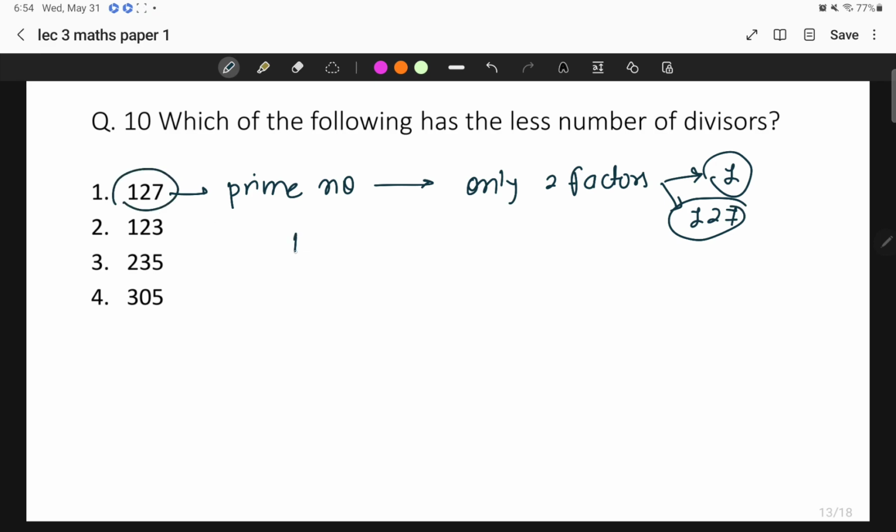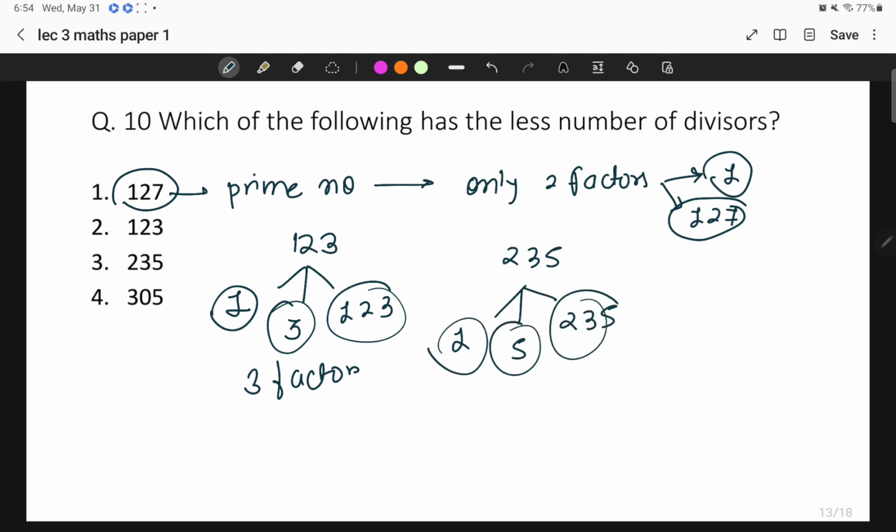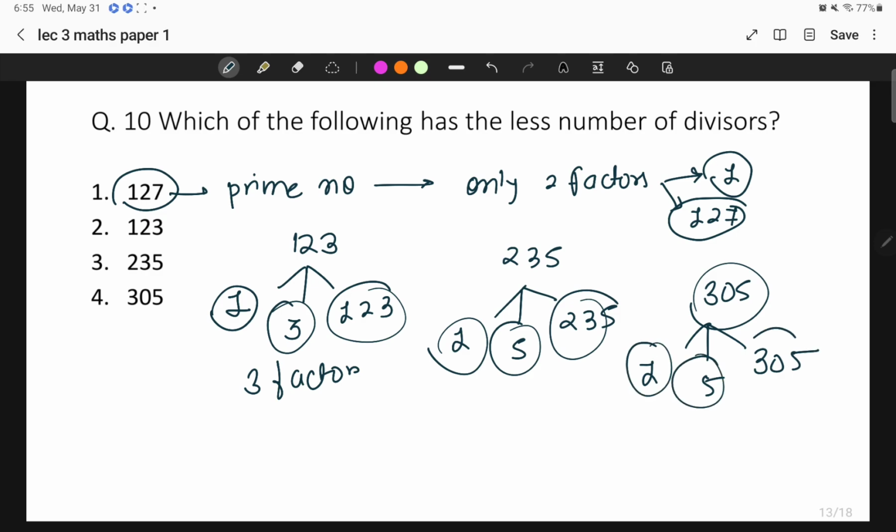If we see 123, it is divisible by 1, it is also divisible by 3, and again it is divisible by 123. So how many factors are there in total? There are 3 factors. If we go for 235, it is a number which is divisible by 1, divisible by 5 also, and by 235 also, hence again it is having 3 factors. For 305, the number is divisible by 1, divisible by 5, and also by 305. Hence we can clearly say that it is having 3 factors.